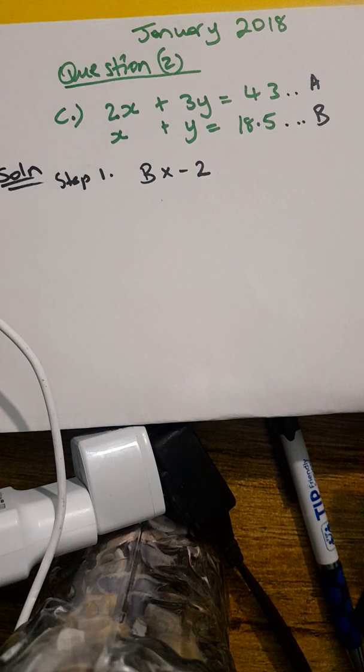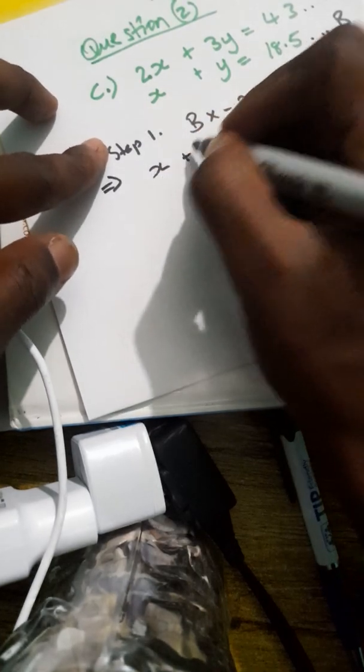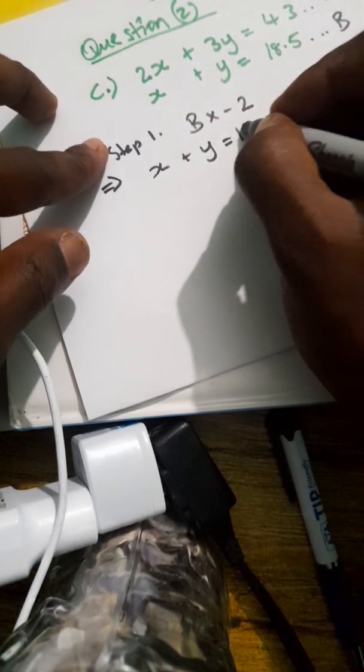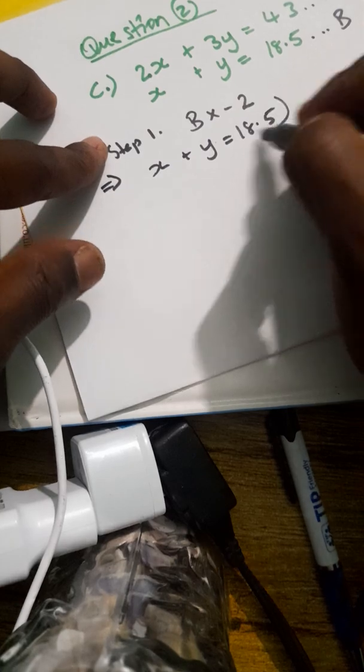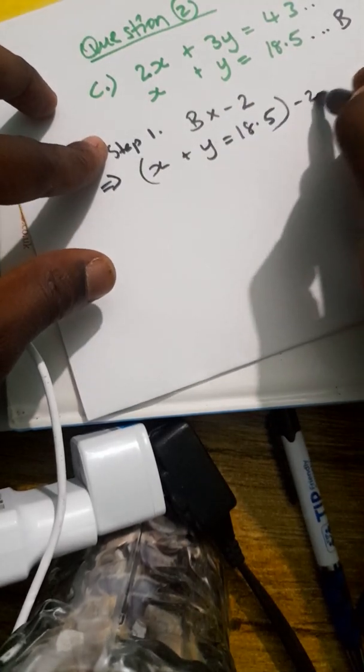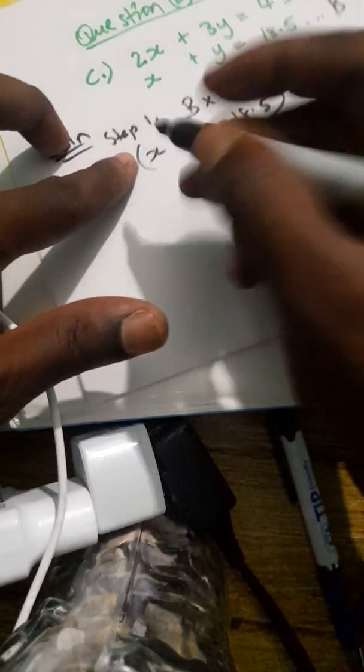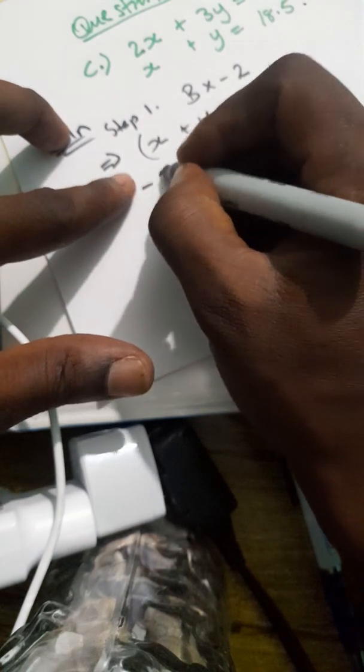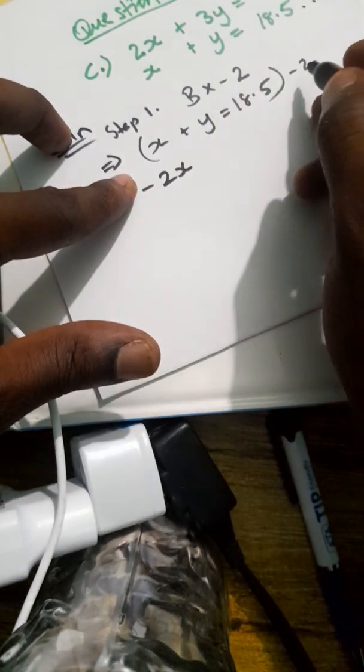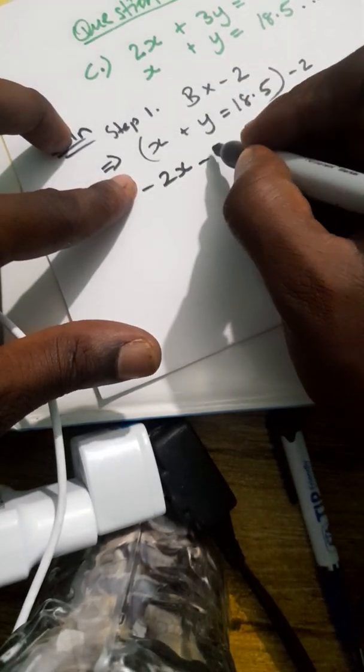Alright, step 1. We're going to multiply it by negative 2. That looks something like this. This equation, which is x plus y equal 18.5. Don't be afraid of decimals, beloved. Decimals can't do anything. So negative 2 times x is what? Negative 2x. And negative 2 times y is negative y.